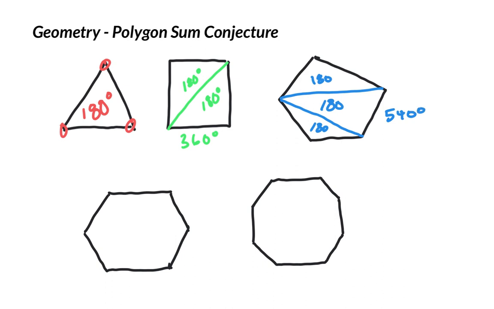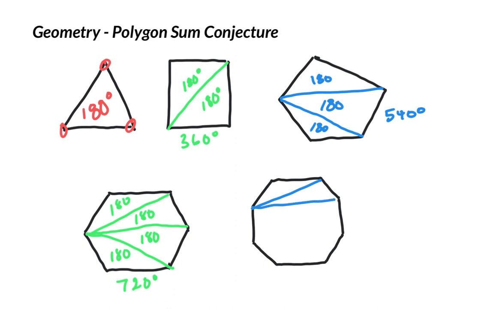This hexagon, I can draw four triangles, all of which have 180, for a total of 720 degrees. Finally, I have an octagon, so 8 sides. And you'll notice here we have 6 triangles, all with 180 degrees.